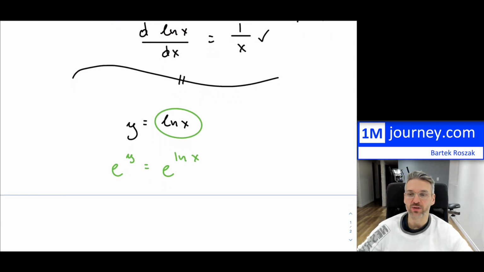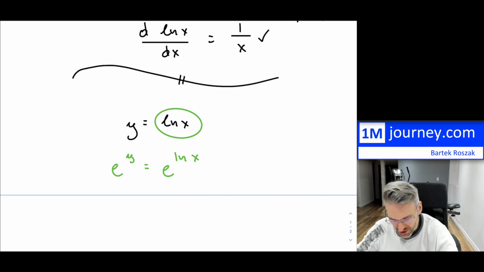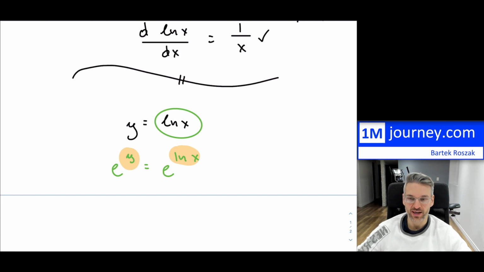So I'm not really doing anything except putting the left-hand side as my exponent. Notice the y appears right there, and the ln x appears right there, and clearly the left-hand side and right-hand side are still equal, so I haven't done anything. But this is a trick maybe that you haven't seen before. So that's the first thing that I'll do.